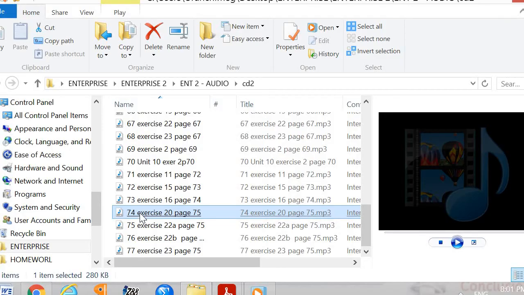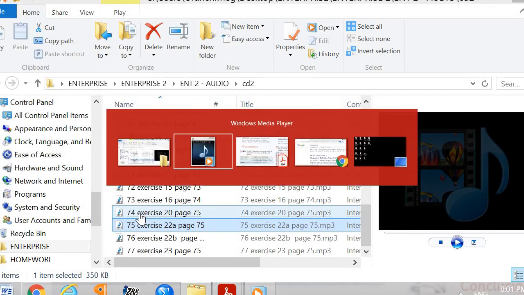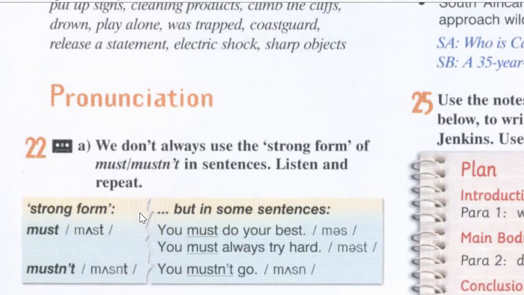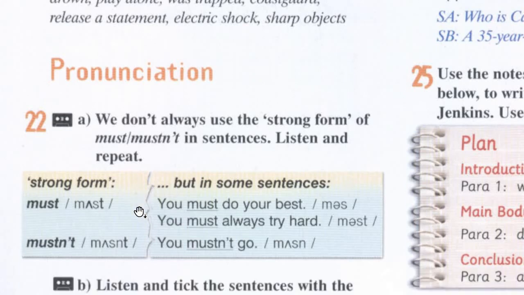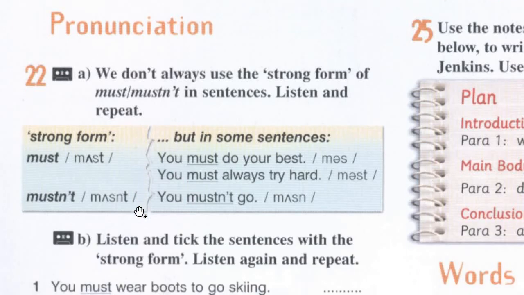Pronunciation. Exercise 22A. Page 75. Must. You must do your best. You must always try hard. Mustn't. You mustn't go.